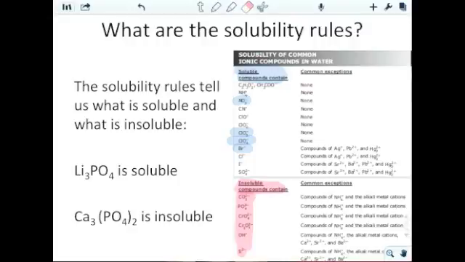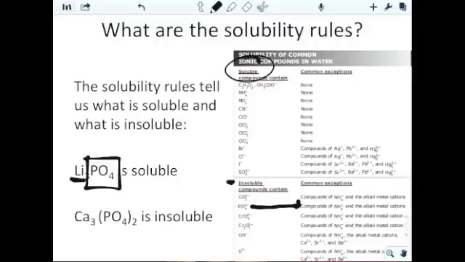So let's look at the two that we have right here beside us. We say that lithium phosphate is soluble. We look and find, what is lithium bonded to? It's phosphate. We find phosphate, it's right here. It's in the insoluble list, but there's an exception: compounds containing ammonium and alkali metal cations. So lithium is an alkali metal, so it's an exception to being insoluble, therefore it's now soluble.